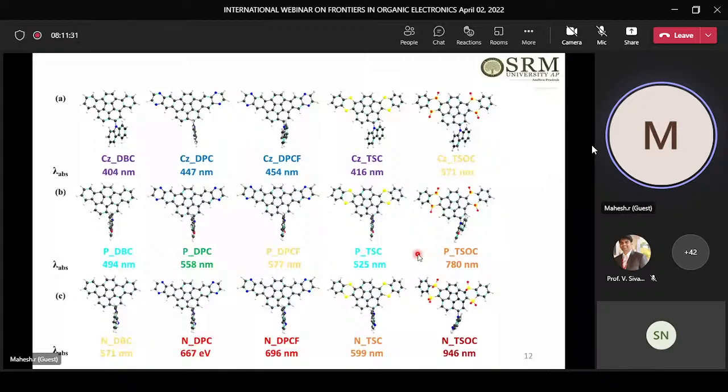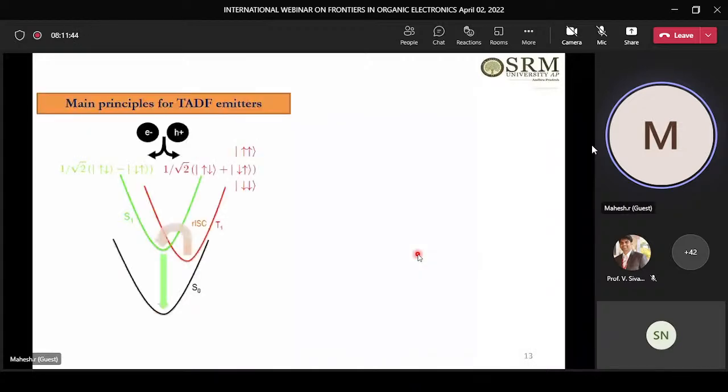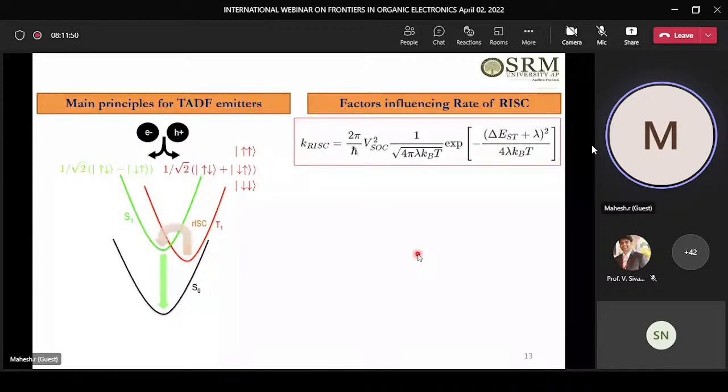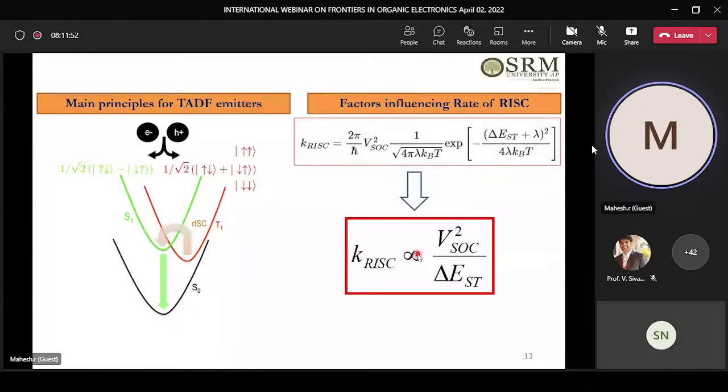So a rational design, I mean choosing of donor and acceptor, we can design the emitters with the different ranges. But unfortunately, this is not sufficient, because the main principle of TADF, I mean the rates of reverse intersystem crossing, is mainly dependent upon two factors, as I mentioned: the spin orbit coupling between the singlet and triplet states, and the energy gap between the singlet and triplet state.